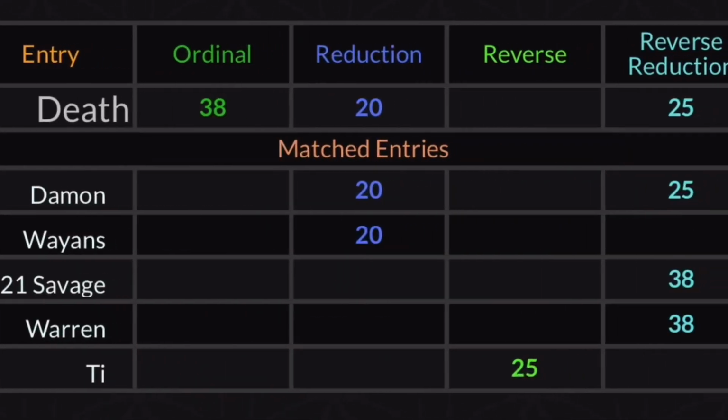And as you guys know, death equals 38. And right here you can see that Damon Wayans, 21 Savage, Warren, and T.I are all connected to the word death. So for sure one of these characters is going to fake their death, but only time will tell which character they're going to kill off. It's most likely to be 21 Savage because he's a rapper and he has more connections to death, but I'll talk about that later on in the video.